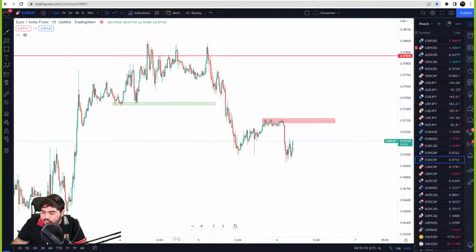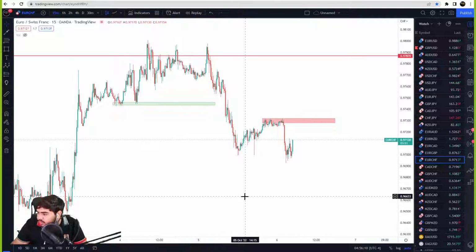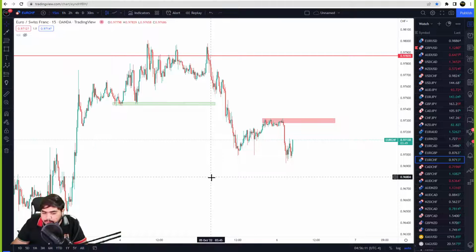Or should we wait? What do you say about that? Yeah, definitely we should sell it. Yeah, from this level? Good idea. Yeah, it's a good area. Let's see how the price reacts to this level.